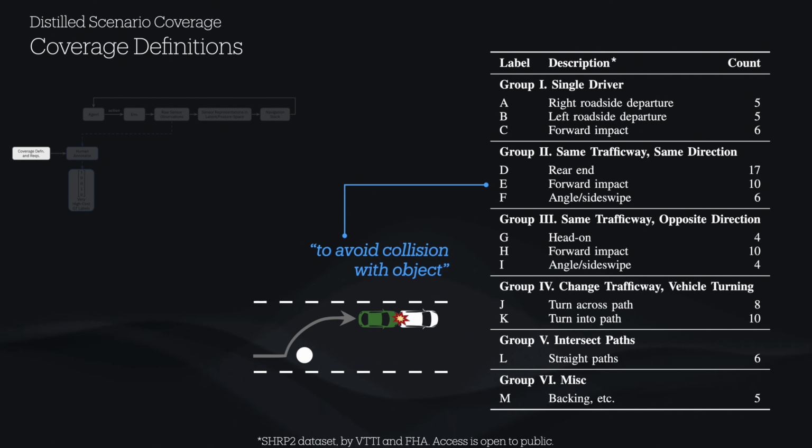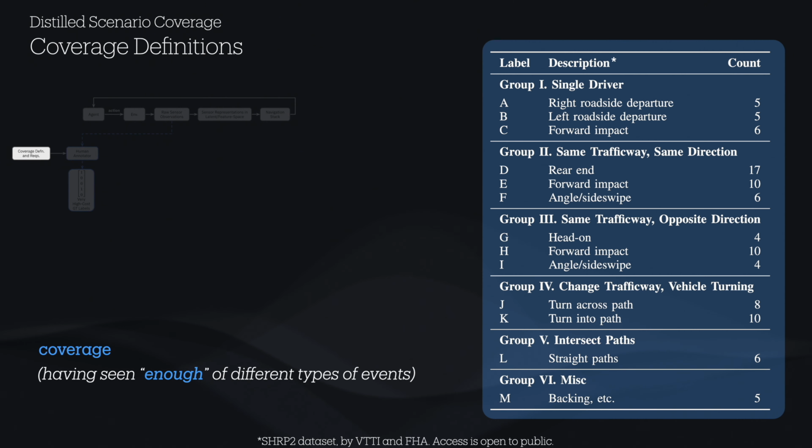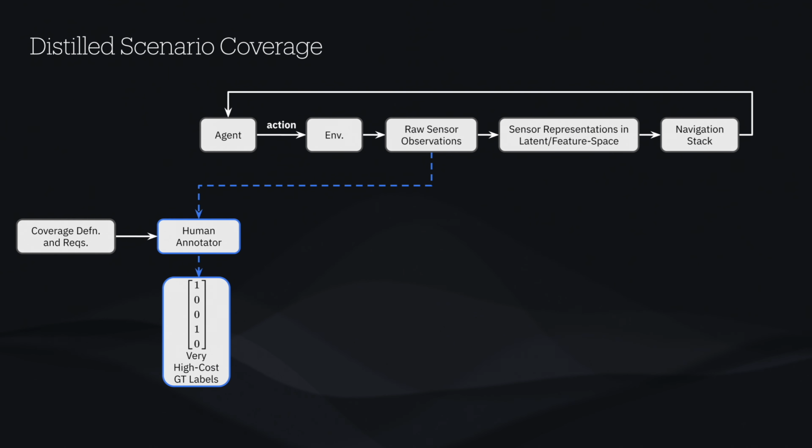So when we talk about coverage, essentially we're talking about having seen enough of these different types of events, so we know we can perform adequately well in different scenario types. Going back to our figure over here, we can ask a human to label what they have seen. So true or false, binary. Is there a rear end collision? Is there a departure from the left side of the road? And so on. But you can already see that this is extremely expensive.